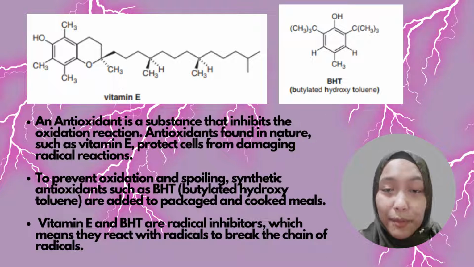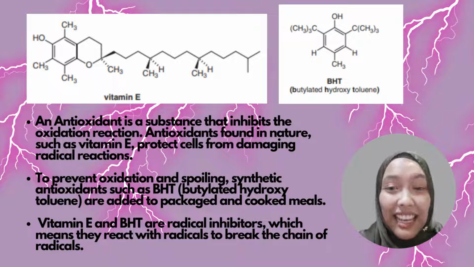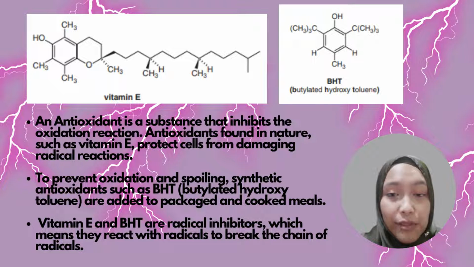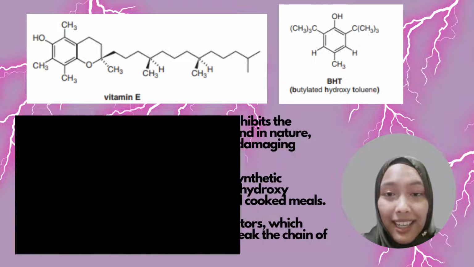You must want to know more about antioxidants, right? Let's find out. An antioxidant is a substance that inhibits the oxidation reaction. Antioxidants found in nature, such as vitamin E, protect cells from damaging radical reactions. To prevent oxidation and spoiling, synthetic antioxidants such as BHT are added to packaging and coolants. Vitamin E and BHT are radical inhibitors, which means they react with radicals to break the radical chain. As a result, numerous anti-aging formulations, including antioxidants such as vitamin E, have become popular consumer items.